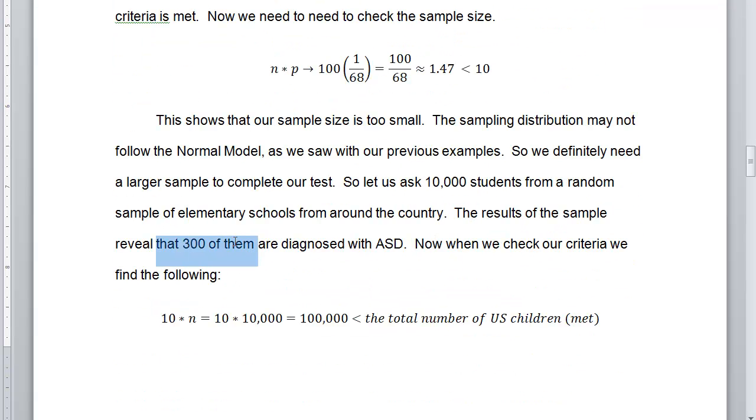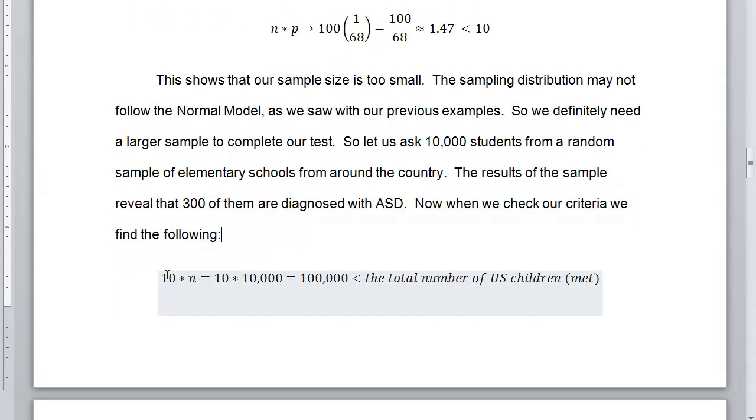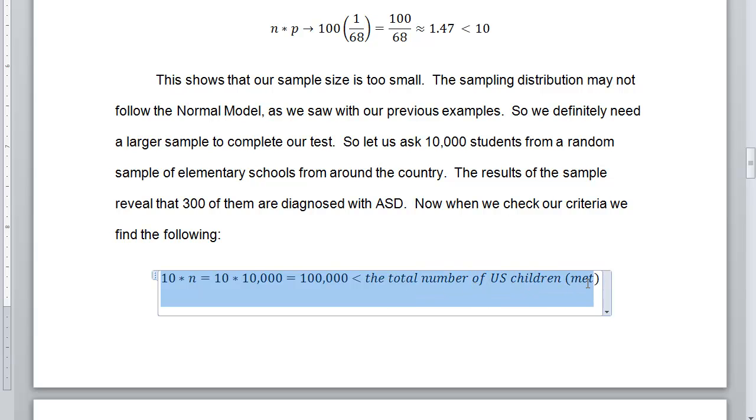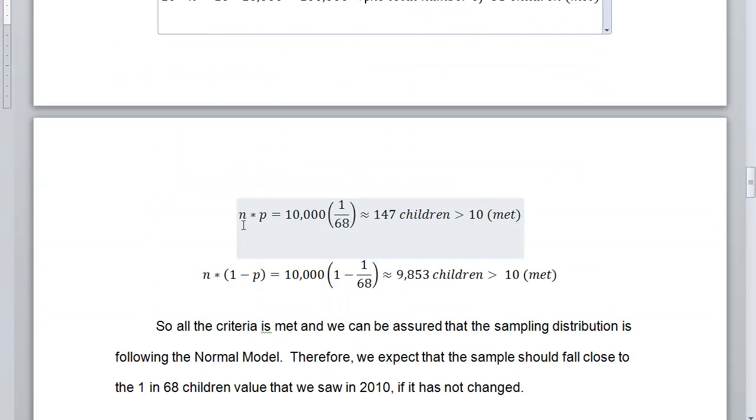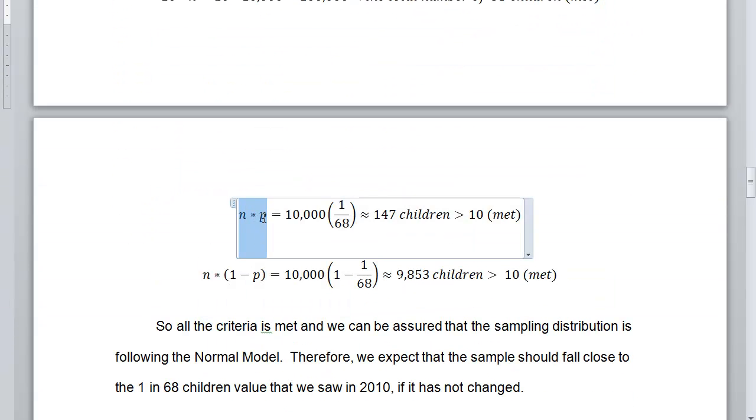Okay? So now we check our criteria and we find the following. All right? So 10 times our sample size is equal to 10 times 10,000, which is equal to 100,000, which is still less than the total number of U.S. children. So our criteria has been met. Okay? And now for successes, n times our yeses is equal to 10,000 times 1 in 68. That's approximately 147 children. Decimals here are not appropriate. We don't want parts of children. Okay? Is greater than 10.